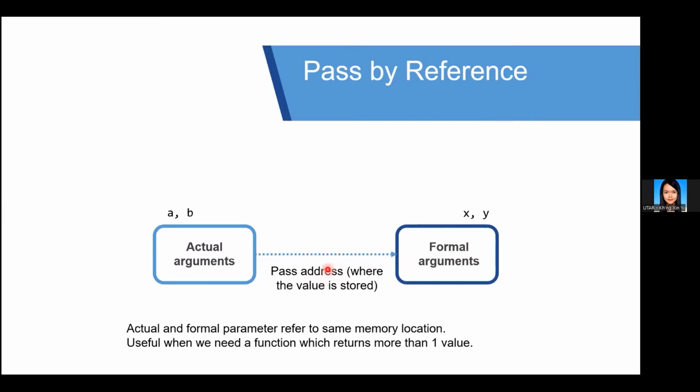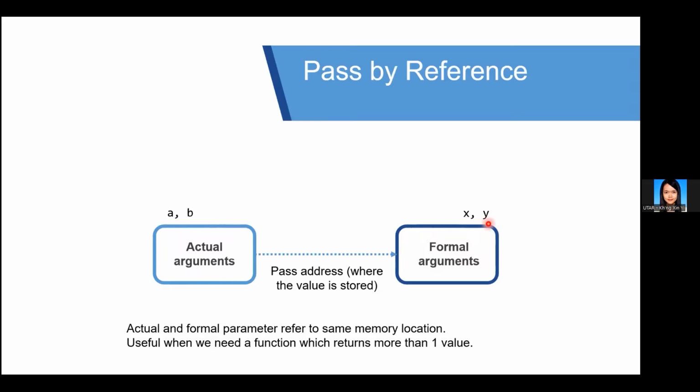So do you know what is an address? Address means the place where the variable is stored in your computer RAM. This is what we call an address. Okay, so since we are passing down the address, both the actual arguments and former arguments are actually referring to the same memory location, which means that this A and this X are stored in the same location. They're actually referring to the same value stored in the same location. And for the B and Y, they are also referring to the same value stored in the same location.